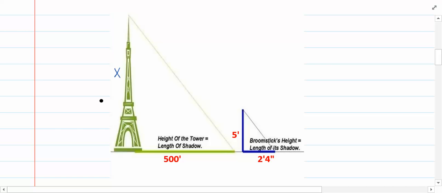Now this is going to be x, my unknown. I might write the fraction x over 5, because I'm comparing one height to the other height. That would have to be equal to 500 over 2'4". Now I know that 2'4" is the same as 2 feet and 4/12 of a foot, or in other words 2 1/3 feet. I can use the fraction or I can use the decimal approximation, 2.333 repeating. Any of that would be fine for this calculation.